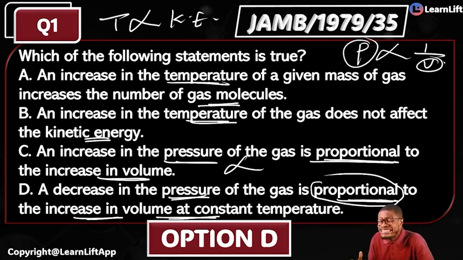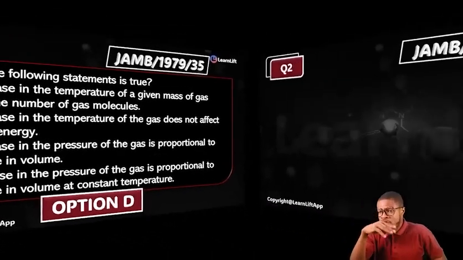Option D says a decrease in the pressure of the gas is proportional to an increase in the volume at constant temperature. That's the answer. Are you seeing it now? Look at the next question, question 2.